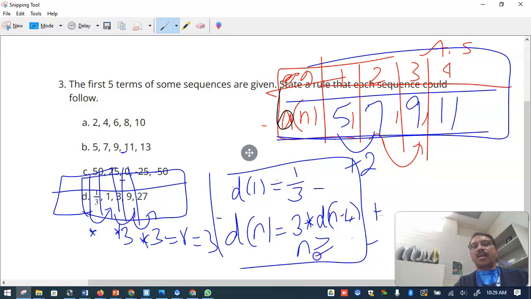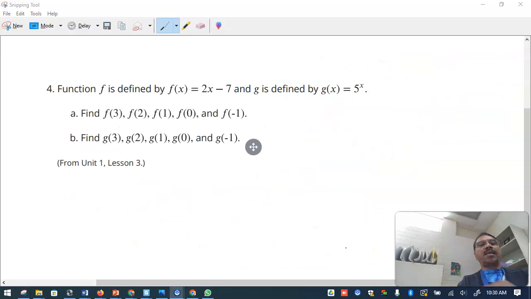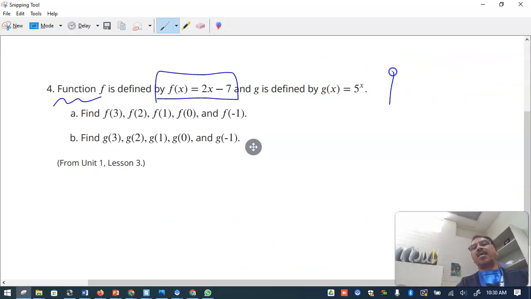And this is for n greater than or equal to, and you're done. So hope that helps. In this example, you are given a function notation, that's the first one, and you have another function. So you're given two functions, f of x and g of x. All you do is plug it in here. So you plug it in.